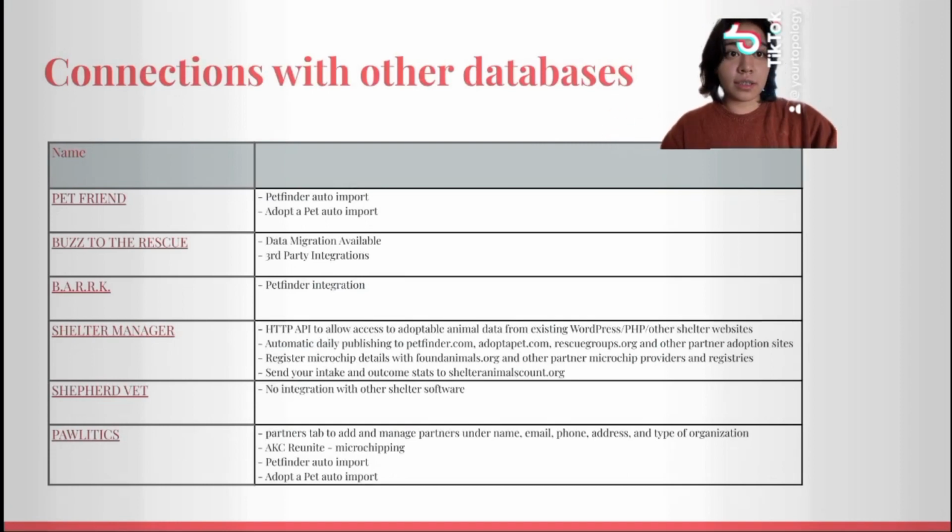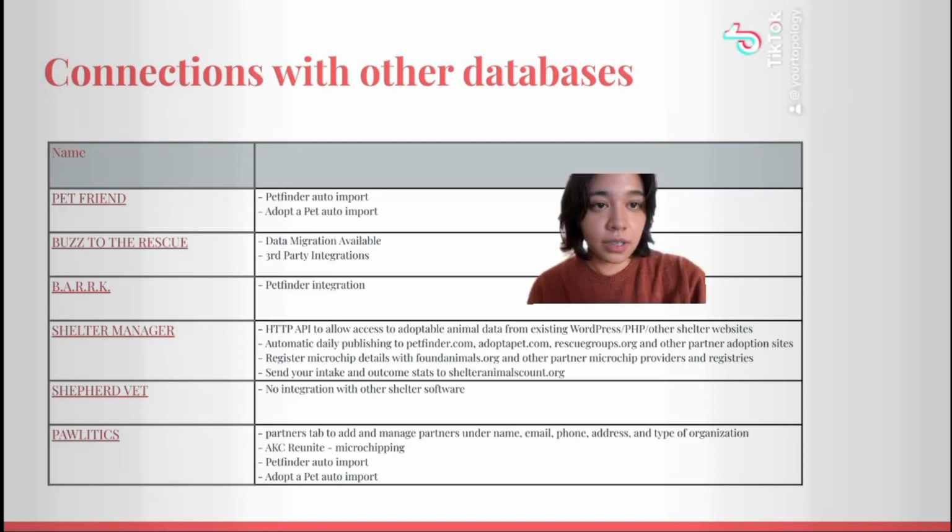Connections with other databases was a very cool tool that we found during our research. We learned that a lot of these software that exist already are integrated with other software such as PetFinder. PetFinder and Adopt-A-Pet are all separate third parties that host animals that are ready to be adopted. As our software is of course helping agencies track adoptions, we consider this very important. It seems to be a standard among this type of software for adoption agencies. For example, PetFriend, Bark, and Polytics all have their connections to PetFinder and Adopt-A-Pet. Shelter Manager even has automatic daily publishing to these websites.